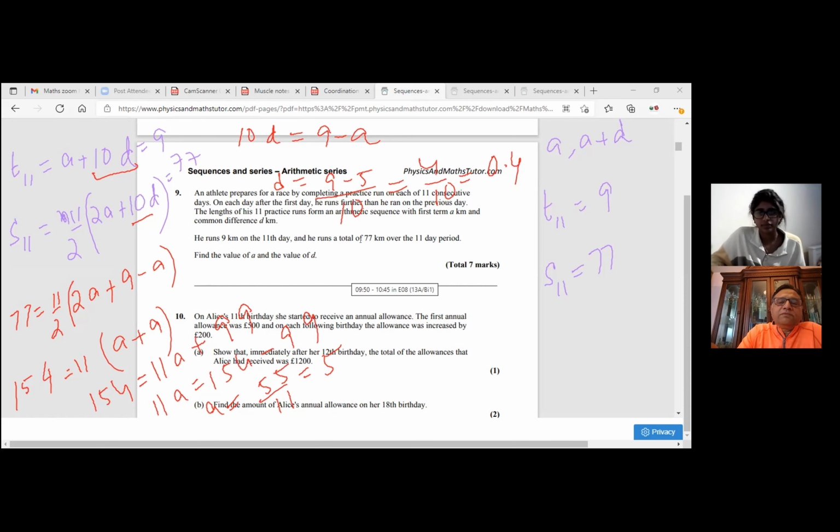So we're starting with 5 kilometers, and we do 5.4, like 5.8 and so on. Is that clear to you? So that becomes your pattern. Clear? So that was 7 marks, and we did it in a few minutes.